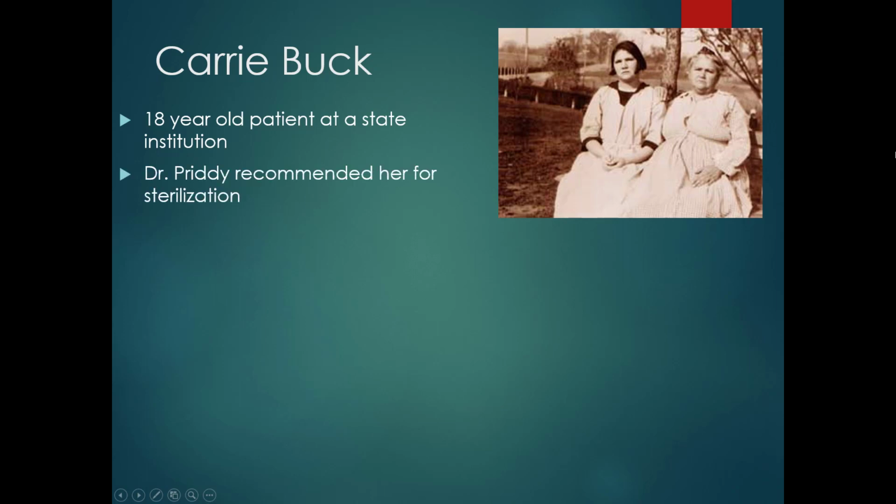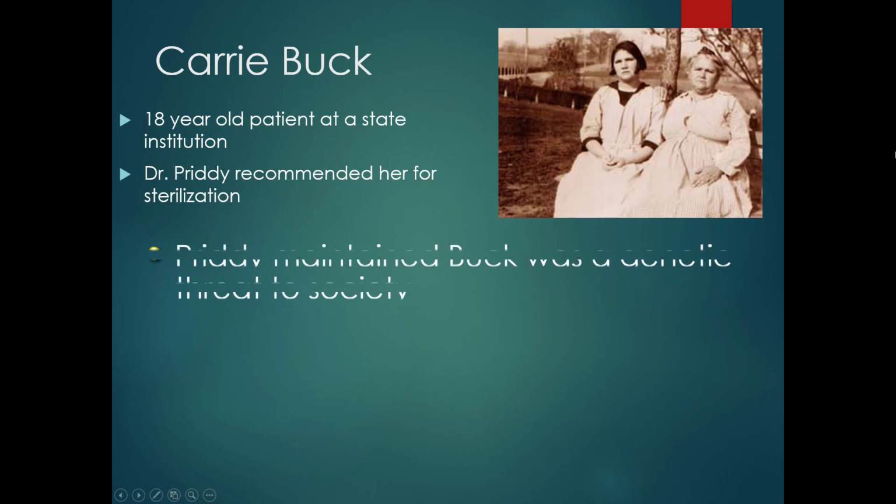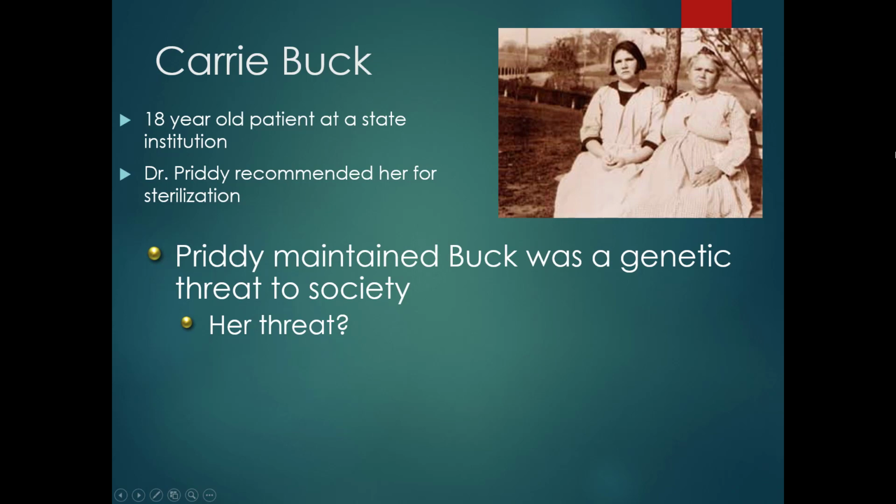The head of the institution, Dr. Pretty, recommended her for sterilization. And Pretty maintained that she was a genetic threat to society. And so, given that she was a genetic threat, they wanted to sterilize her. So what was her threat? What was the case here?